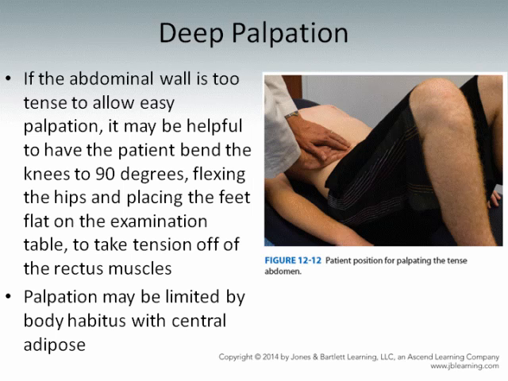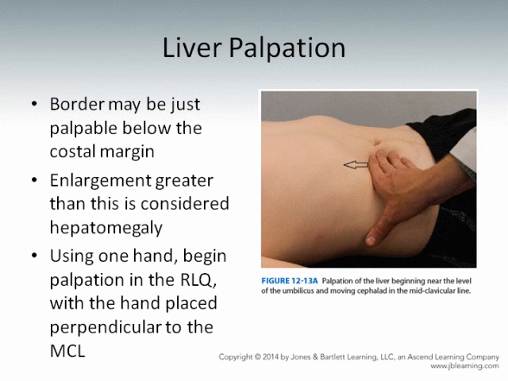And if somebody's really large, sometimes that can be really hard to palpate because there's so much adipose tissue that you have to go through to palpate, so sometimes it makes it difficult. When you palpate the liver, the border can be just palpable below the costal margin. Enlargement greater than this is considered hepatomegaly, or large liver.